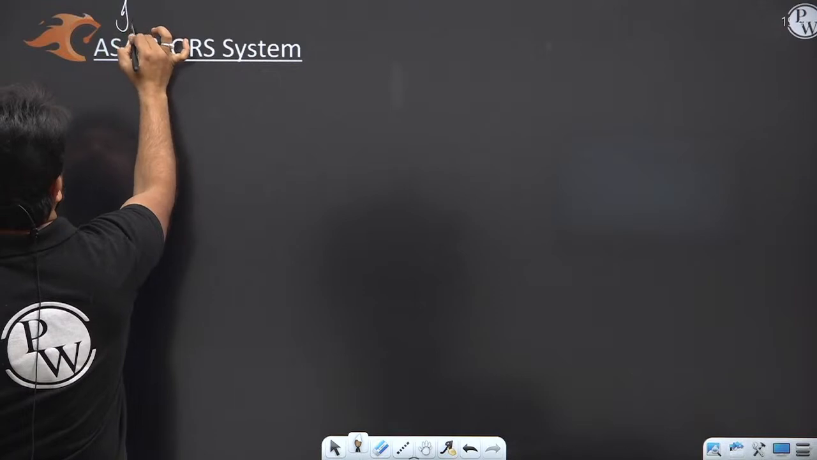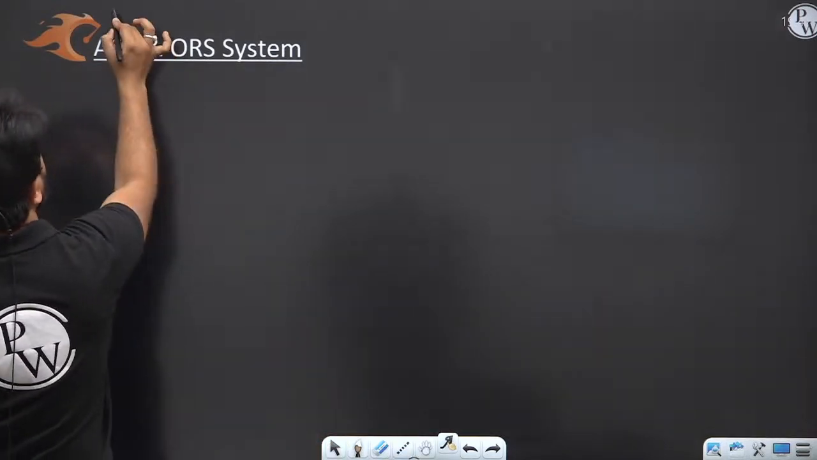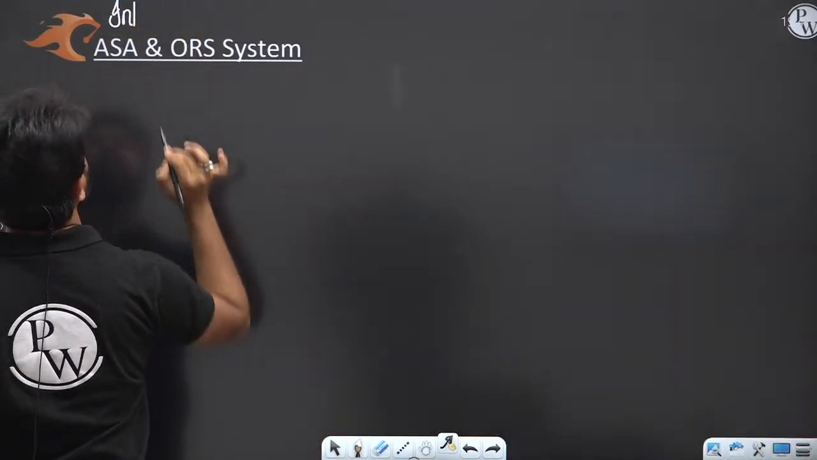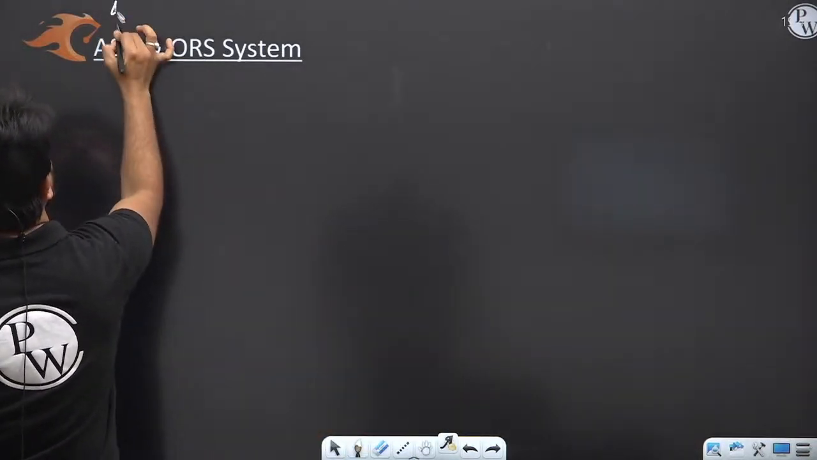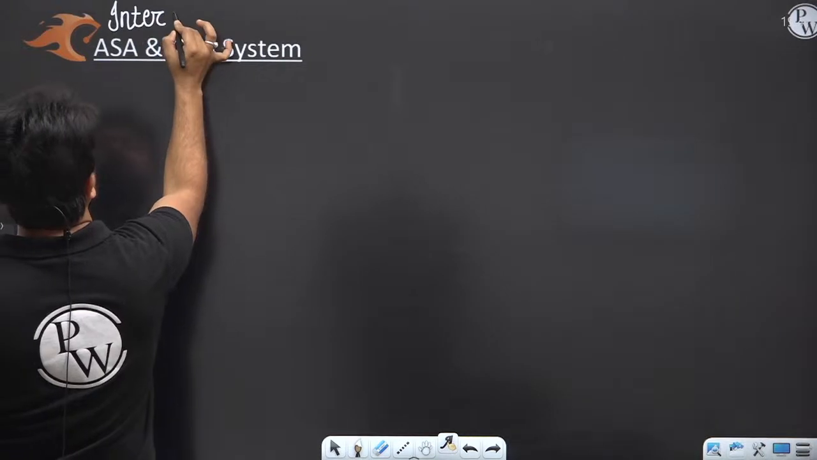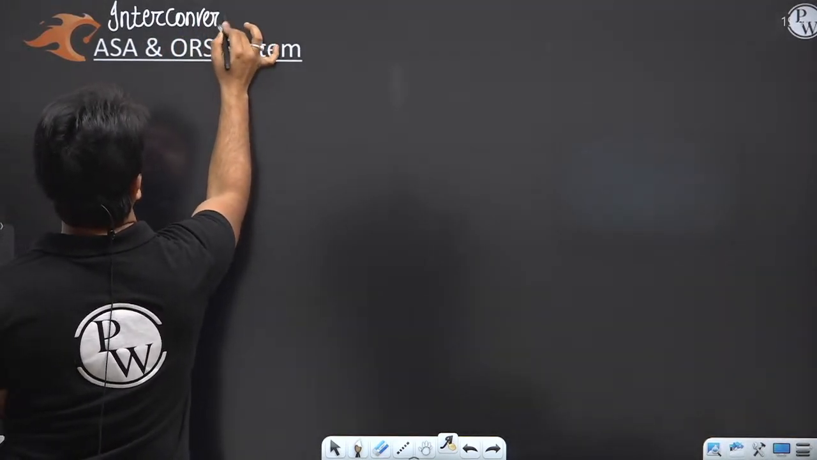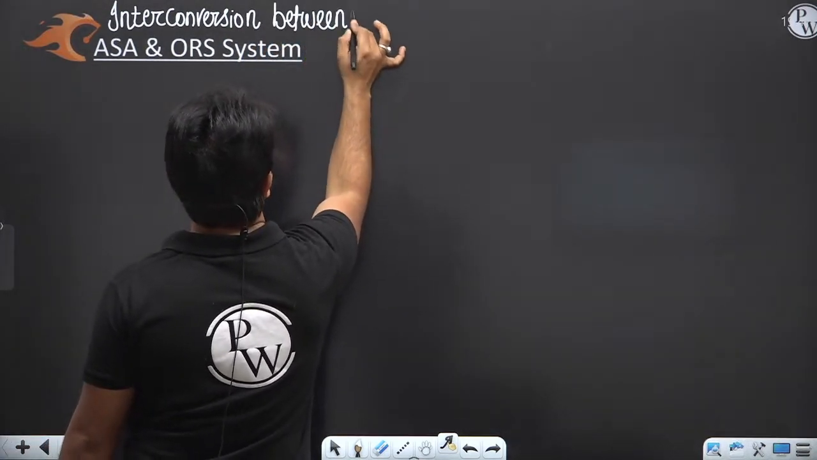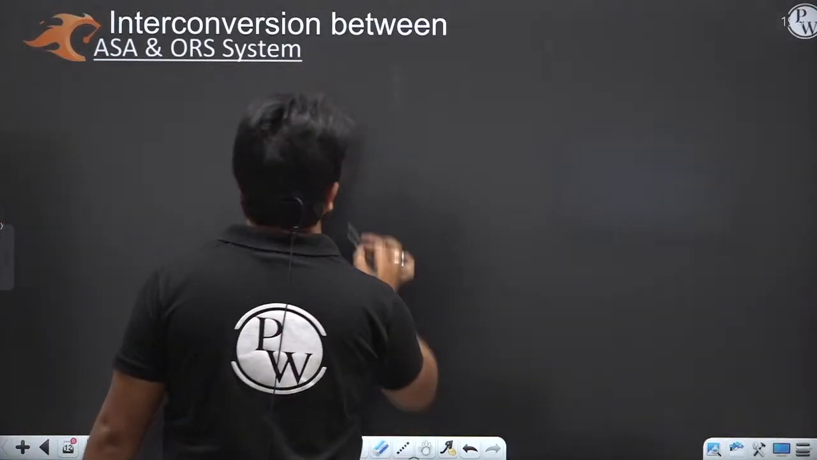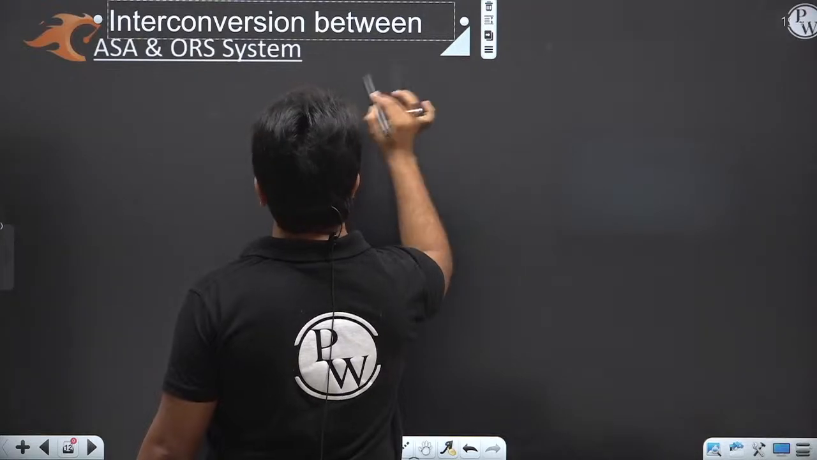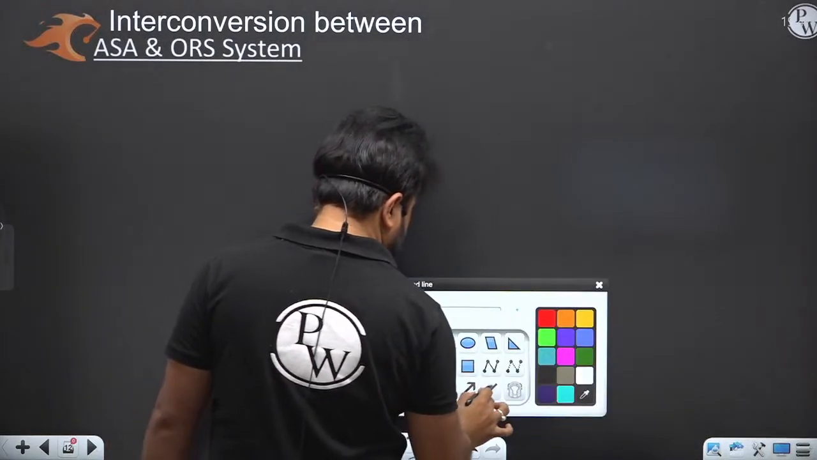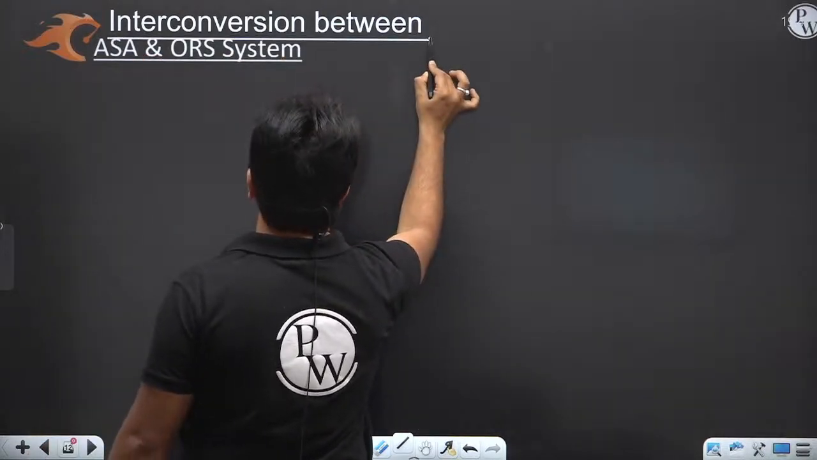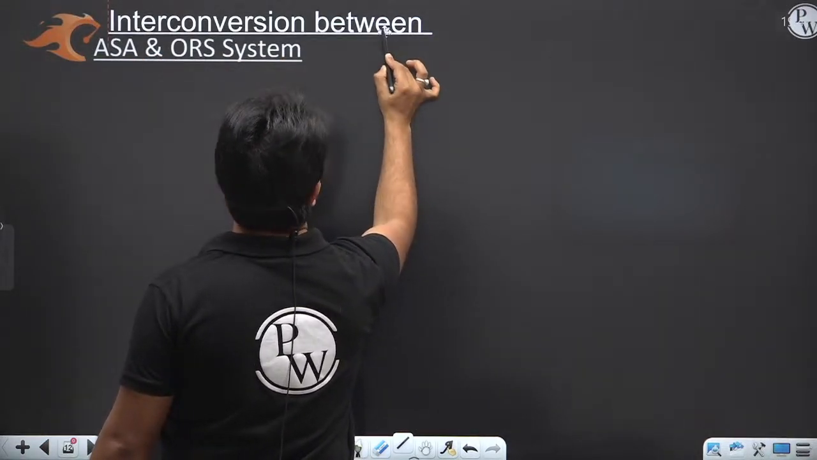Now there is an interconversion between the ASA and ORS system. So let me write down the interconversion between ASA and ORS system.